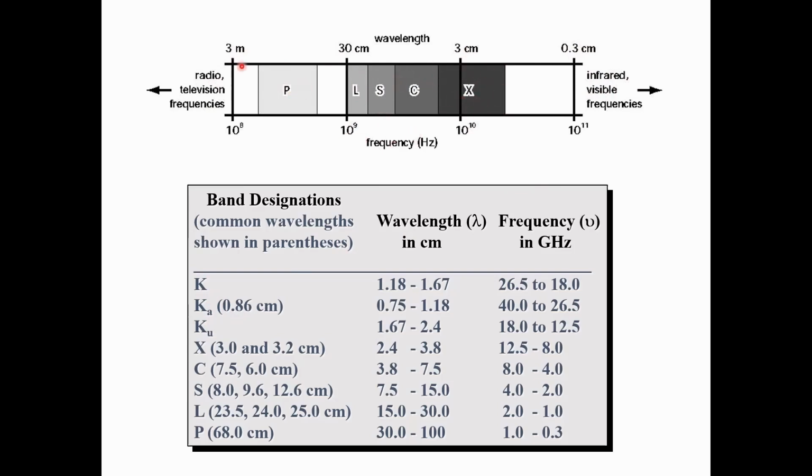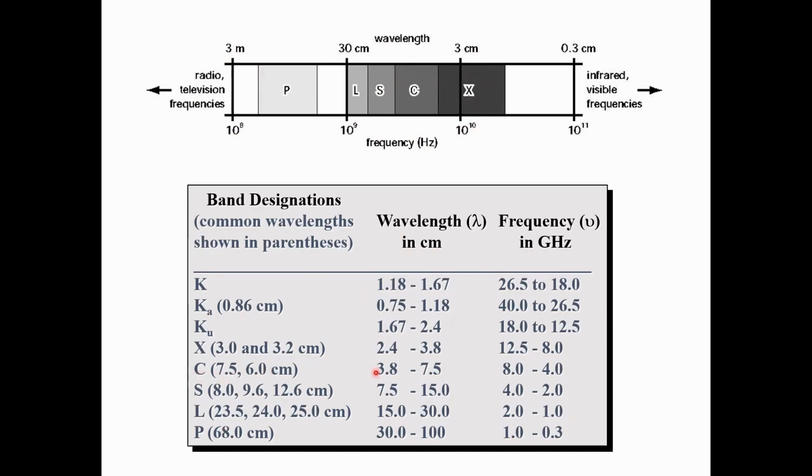The frequency, when the wavelength increases, the frequency reduces. So the ones with longer wavelength have lower frequency. You can see this at 10 power 8, 10 power 9, 10 power 10, and 10 power 11. So the actual wavelengths and the frequencies for these different bands are here.